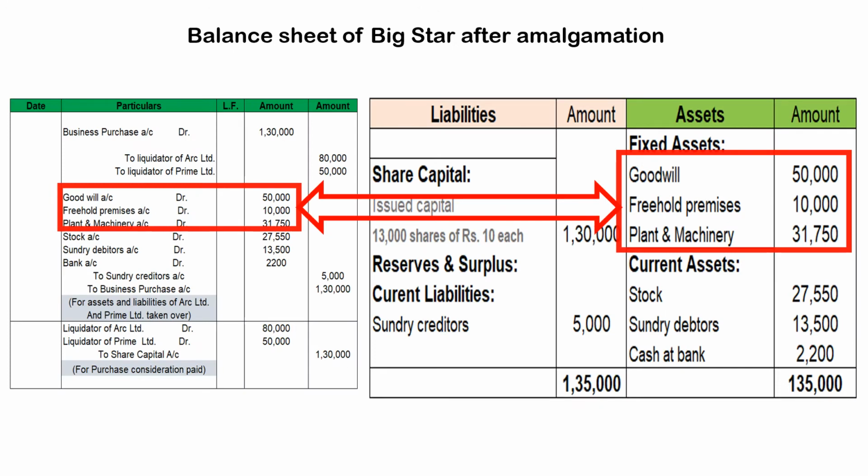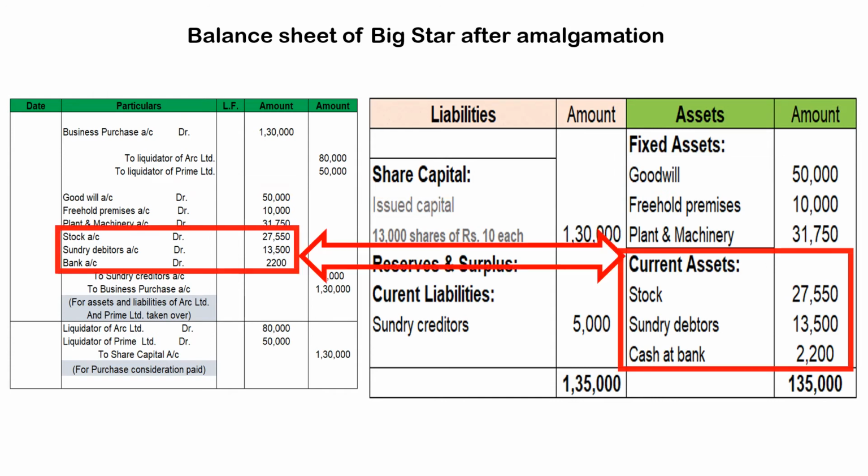Fixed assets add up as 50,000 for goodwill, 10,000 for freehold premises and 31,750 as plant and machinery. Under current assets, we have stock of 27,550, 13,500 as sundry debtors and 2,200 as cash at bank.